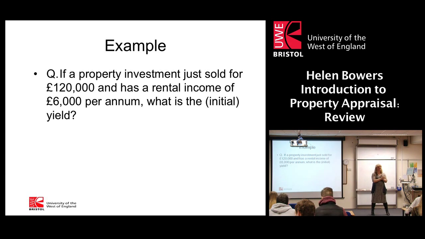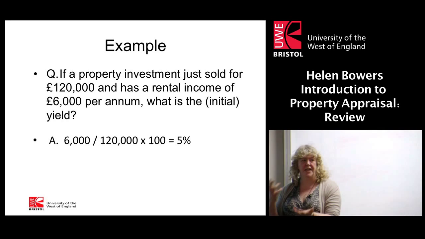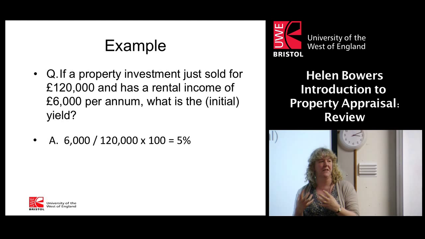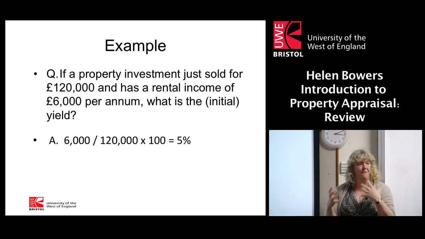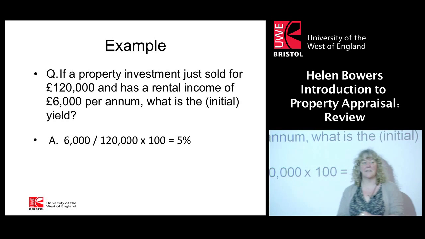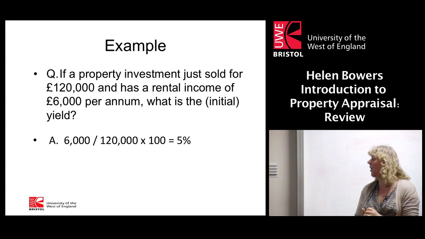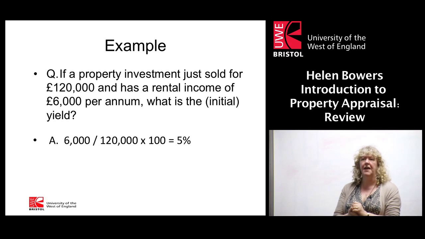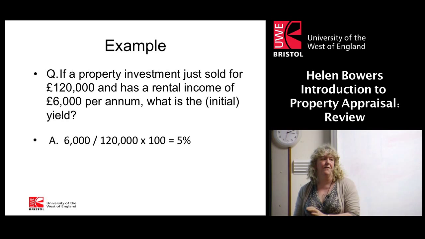Okay, have most of you got answers for this one? It's a very simple one. But it's important that you understand this relationship, because this is the essence of investment valuations, and being able to adapt and use these bits of information very quickly is quite important. So basically the answer: the £6,000, that's the rent, divided by the capital figure of £120,000, comes up with a figure of 0.05, you times it by 100 to find 5%.